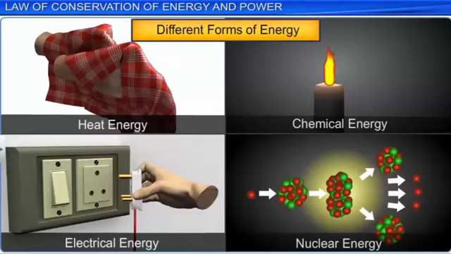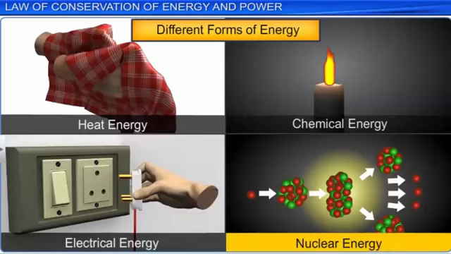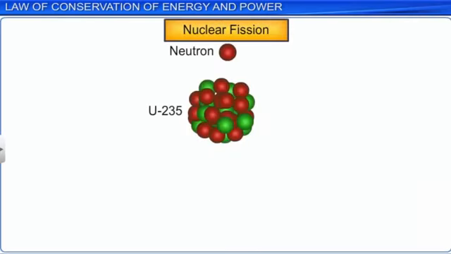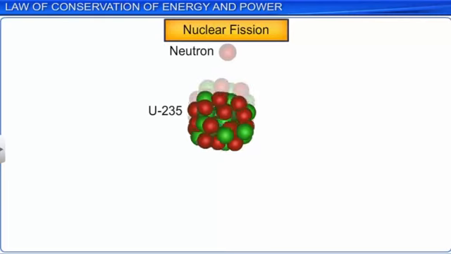One of the most expensive forms of energy is nuclear energy. Nuclear energy is energy derived from a nuclear reaction, such as nuclear fusion or nuclear fission, from which energy may be released in accordance with Einstein's mass-energy equivalence relation. In nuclear fission, a heavy nucleus like uranium-235 absorbs a slow neutron and hence splits into lighter nuclei.